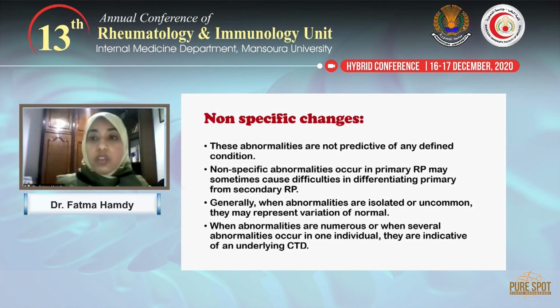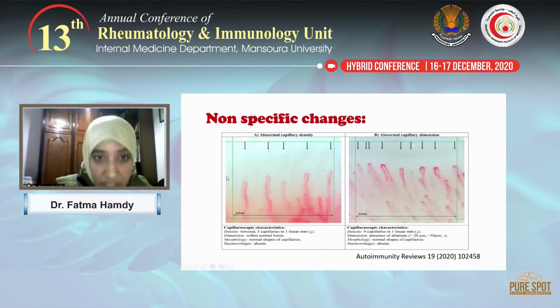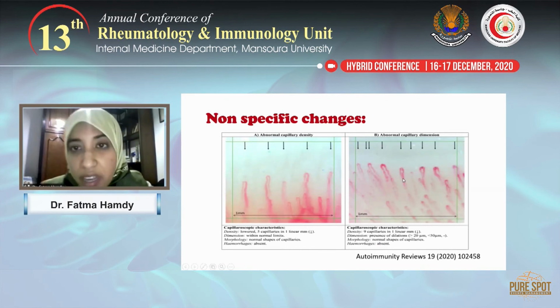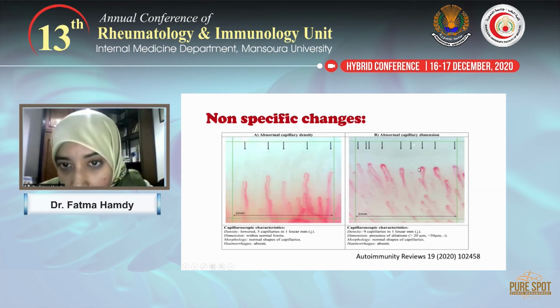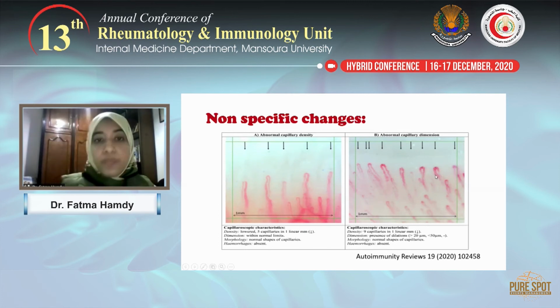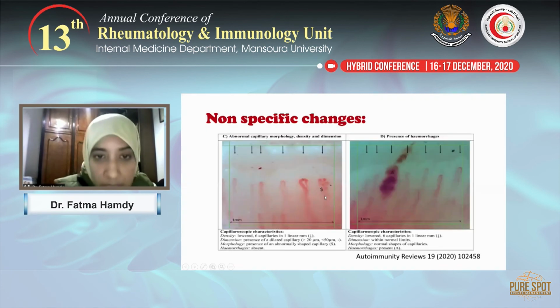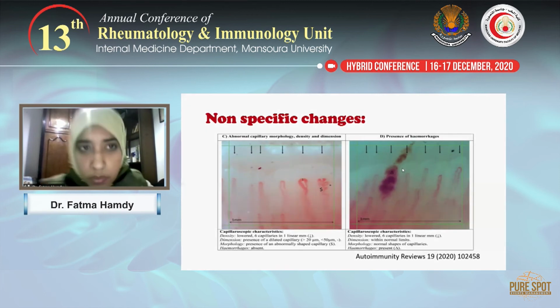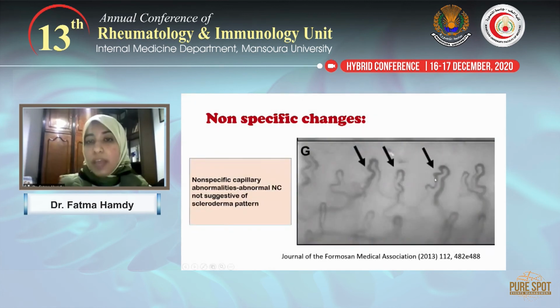These are examples of the non-specific changes. Here you can find abnormal density, there is low density of the capillaries. Here you can find abnormal dimensions, some of the capillaries are slightly dilated. Also here we can see abnormal shape of the capillaries, slightly twisted. Here we can see the presence of hemorrhage of the capillaries, one of the non-specific changes.